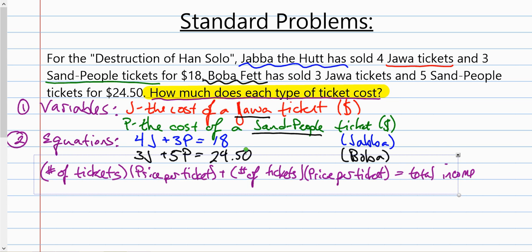So if you follow this thought, it works for both equations. Number of tickets times the price per ticket plus number of tickets times the price per ticket equals the total amount that Jawa brings in. So this is why our units are so important. We need to be able to have matching things in order to work with them. So the next part of this is going to be to solve my system.